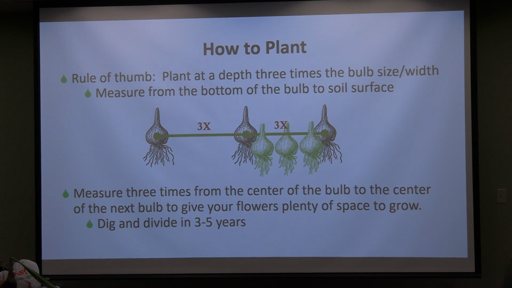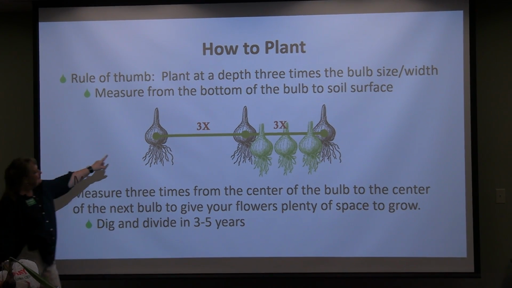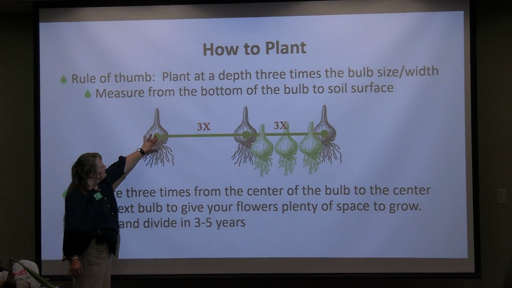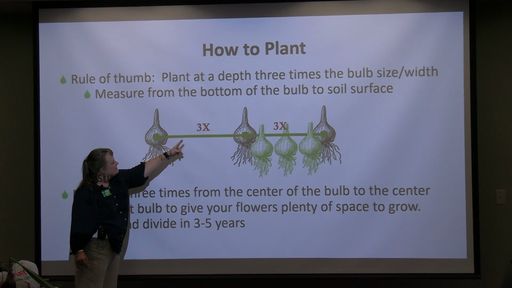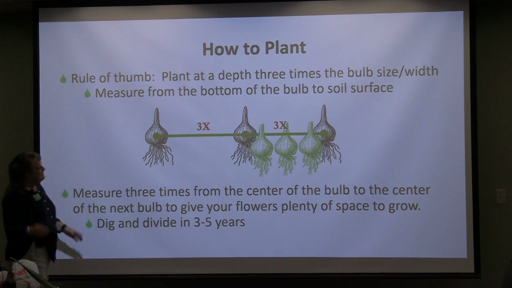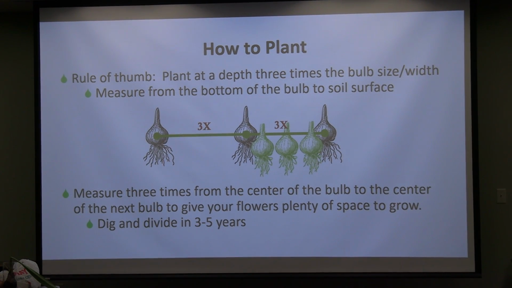And then this is one of the interesting things, so we're going to talk about depth in a minute, but when you're planting it, this is going to be 12 inches apart. You would measure from the middle, not from here to there, and you just spread them out that way. But the big thing is you don't want to have to dig and divide until you have to. You don't want to have to do it next year.